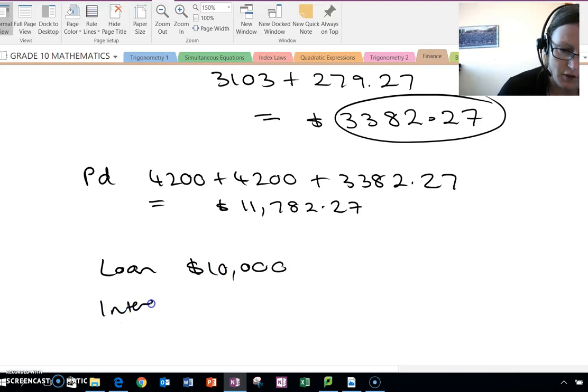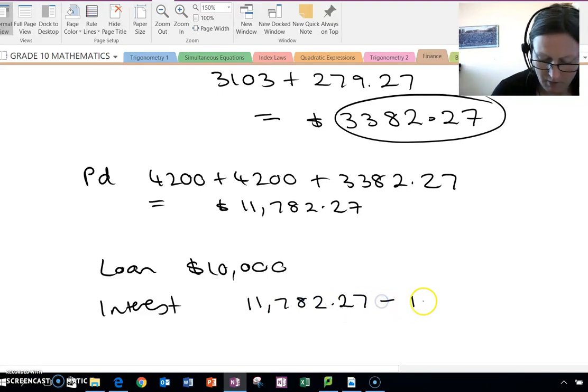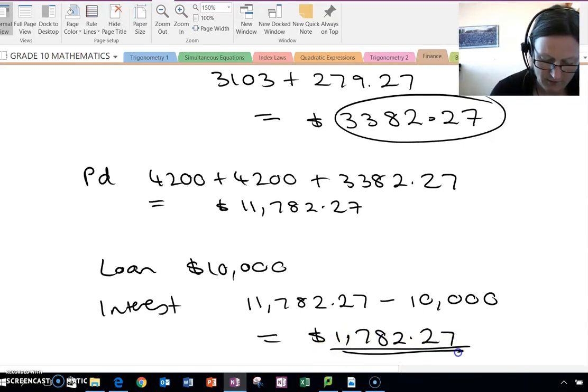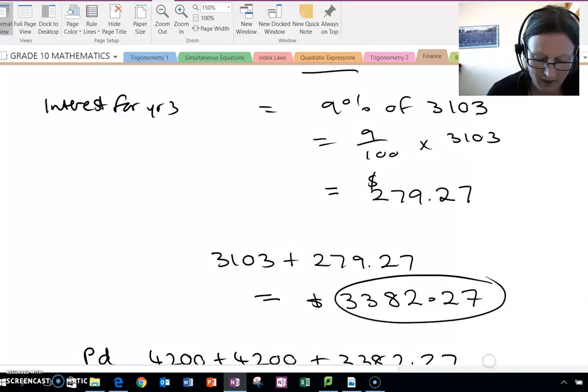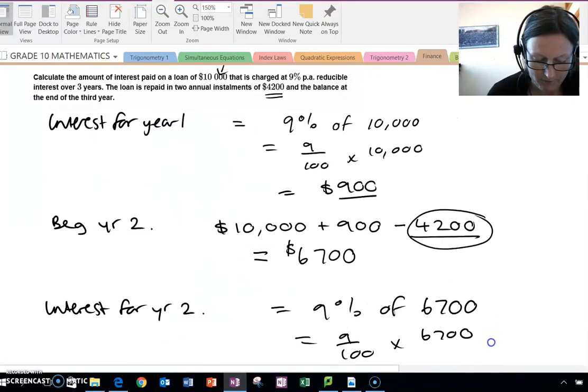So the interest that you ended up paying, you get the amount that you paid back minus the amount that you actually borrowed, which tells you that you paid $1,782.27 interest.